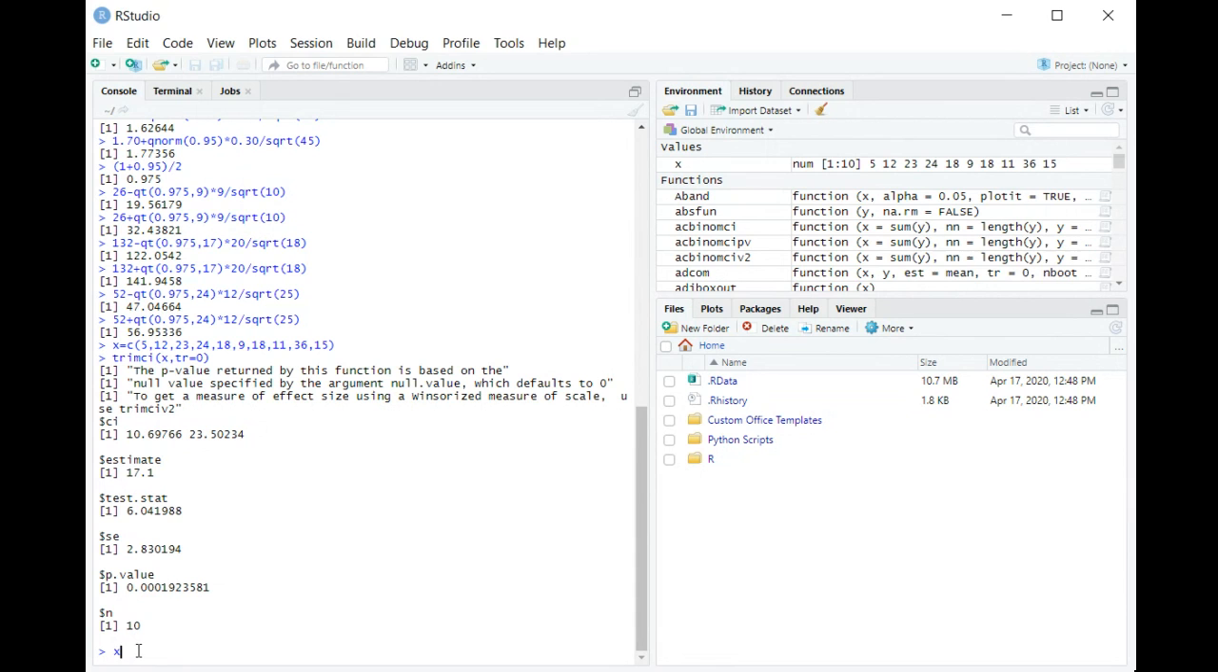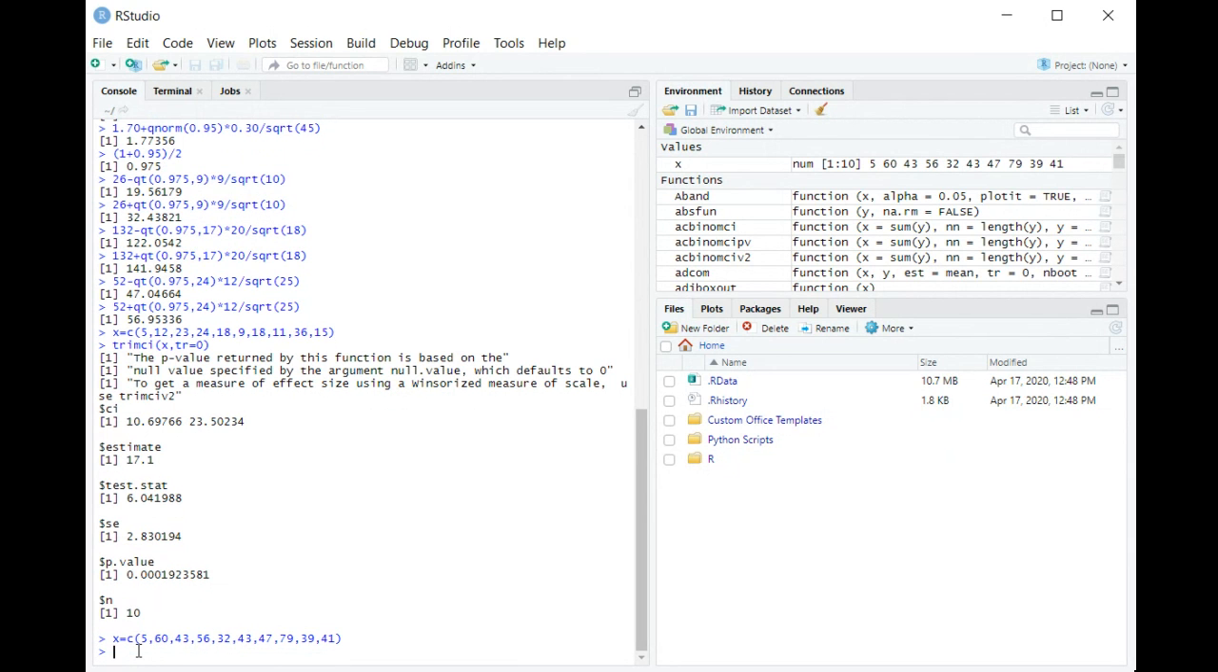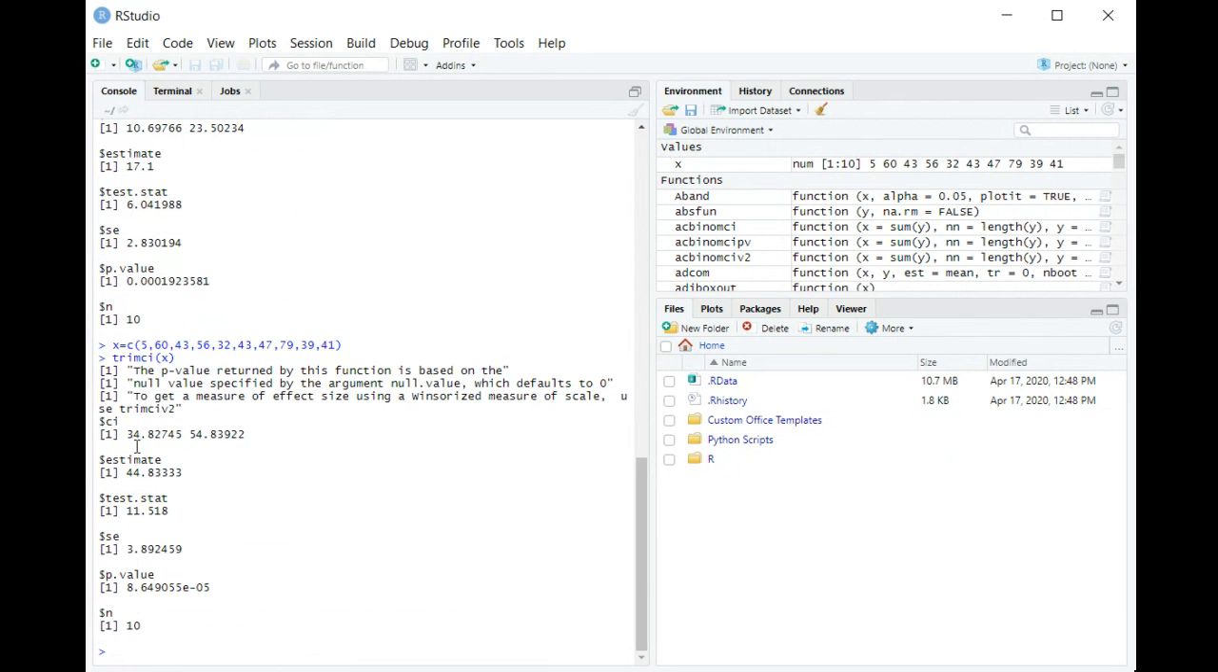So I'm just going to go ahead and put x equals, combine all of these values here. So it's 5, 60, 43, 56, 32, 43, 37, 79, 39, and 41. Okay, combine. And I'm just going to do again trimci, x, for just the mean without the trim. So it gives you here these two, the confidence intervals right here.